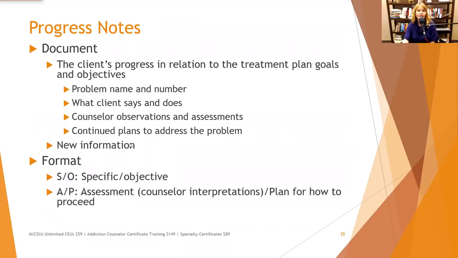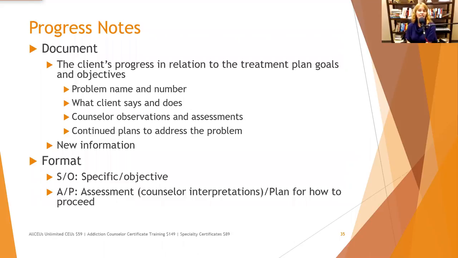Progress notes document the client's progress in relation to the treatment plan goals and objectives. Each progress note should have the problem name and number, because most clients will have like 3 treatment plan problems and then multiple, like say 8 objectives underneath it. So maybe substance abuse recovery is the first treatment plan problem. Okay, so that's problem number 1. And goal number A, if you will, the first goal is to start developing a recovery support system. So in the treatment plan, if I talk with the client about developing that recovery support system, then I'm going to identify that we talked about problem 1A and what we addressed.